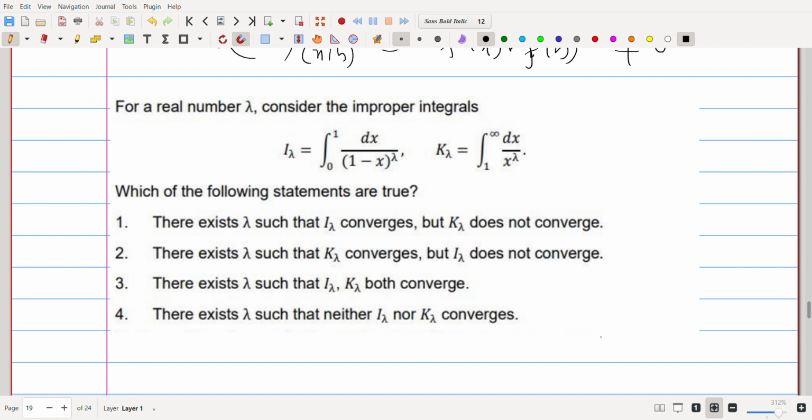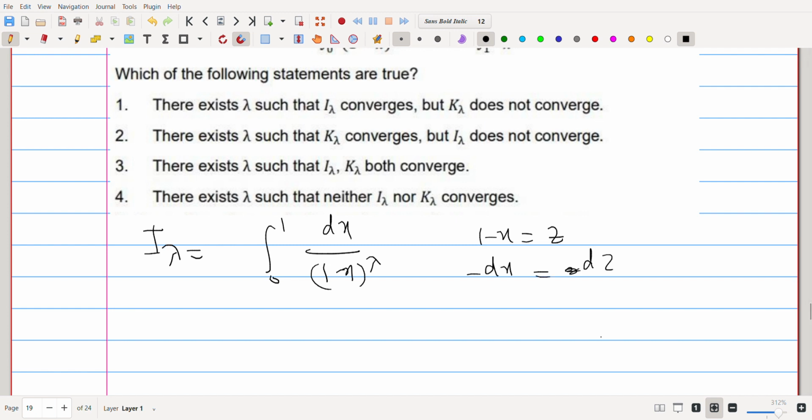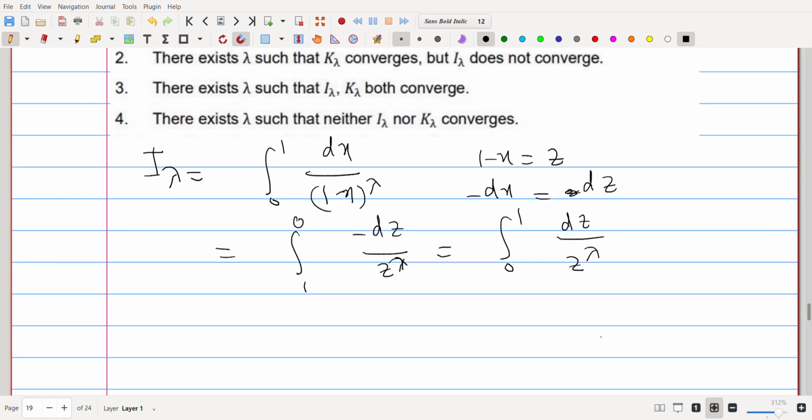Now move to the next question. For any real number lambda, consider the improper integral. Let I lambda be given by integral 0 to 1 dx by (1 minus x) to the power lambda. So if 1 minus x equals z, then minus dx equals dz, right? So that means it is integral 1 to 0 of minus dz by z to the power lambda, which is the same as integral 0 to 1 dz by z to the power lambda.